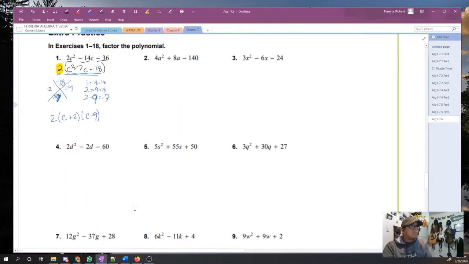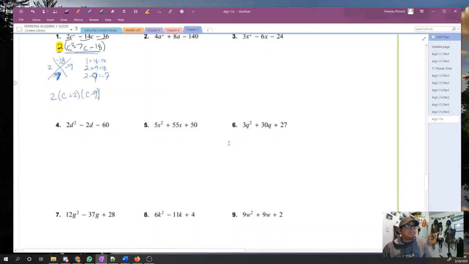Let's see. Let's do number 6. Yeah, let's do 6. Okay. First thing I'm going to do is see, can I divide 3, 30, and 27 by anything? And yeah, I can divide them all by 3. So if I divide by 3, I get q squared. 30 divided by 3 is 10q. 27 divided by 3 is 9. Then I take a look and I say, hey, there's no number in front of q squared. So I can use the easy factoring method. So let's do some easy factoring.